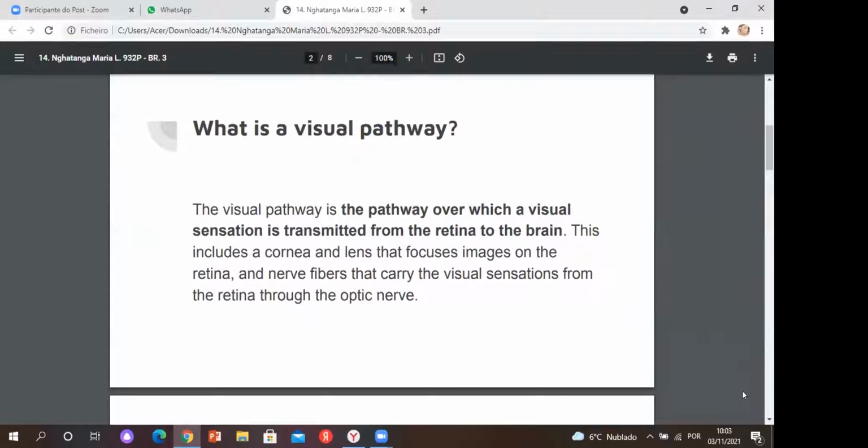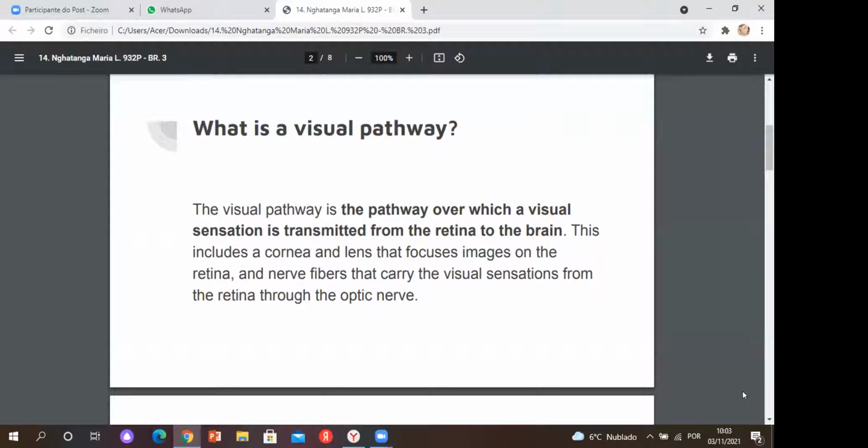Okay, so what is a visual pathway? The visual pathway is a pathway over which a visual sensation is transmitted from the retina to the brain. This includes the cornea and the lens that focuses images on the retina, and nerve fibers that carry the visual sensations from the retina through to the optic nerve.